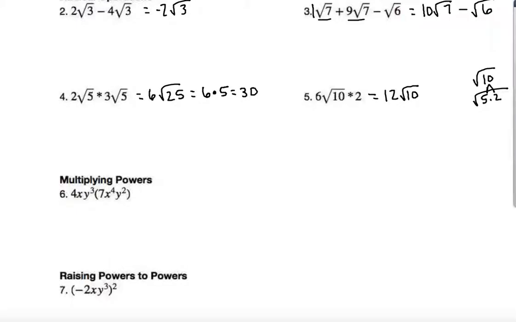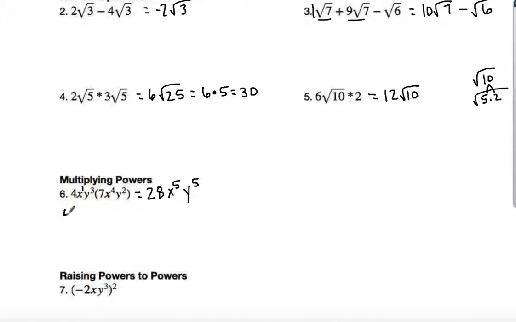All right, number 6, multiplying powers. We've got 4x y to the third times 7x to the fourth y to the second. When we're multiplying powers, we're going to multiply the coefficients out front first. So 4 times 7 gives us 28. And then when we're dealing with powers, we're just going to add our powers together. So if we've got x to the first times x to the fourth, that's going to become x to the fifth. If we've got y to the third times y to the second, that's going to give us y to the fifth.